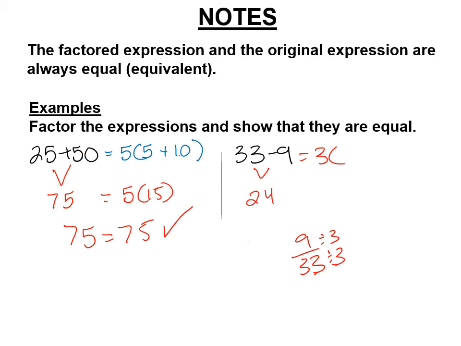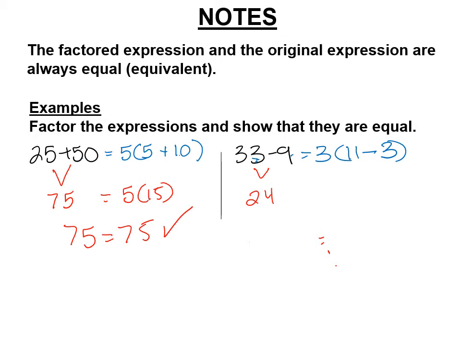Sorry, I want to be consistent on my colors. So we'll do the greatest common factoring in blue. All right, so we remove the 3. That's the common factor. It's minus, so it's minus. So 3 times what makes 33? 11. 3 times what makes 9? 3. And you have factored the expression.